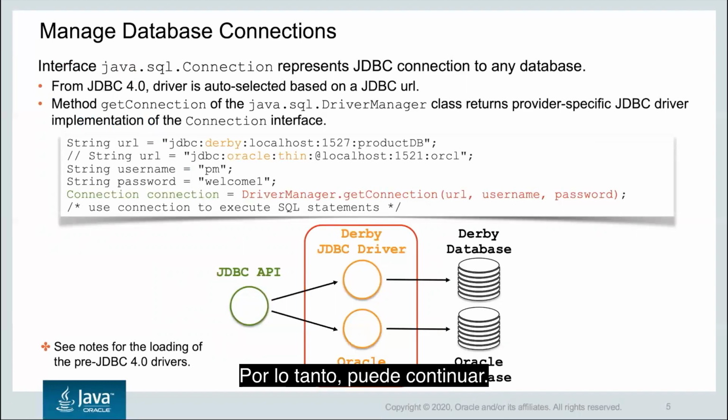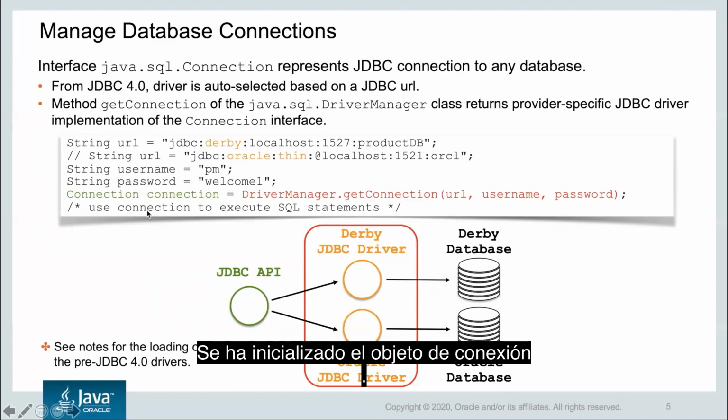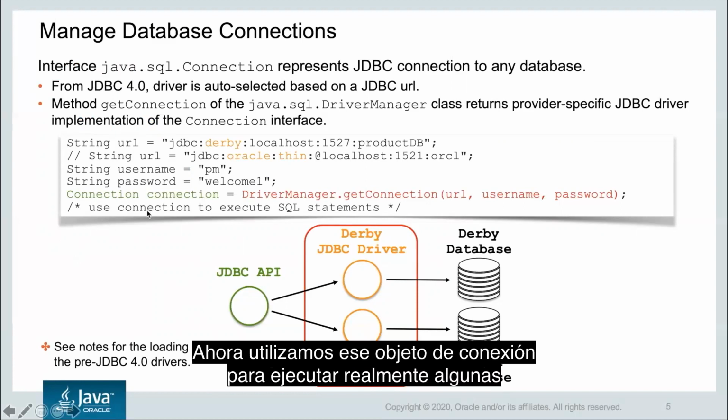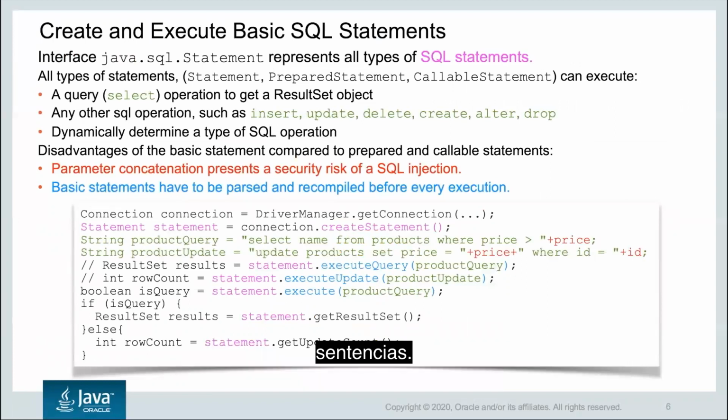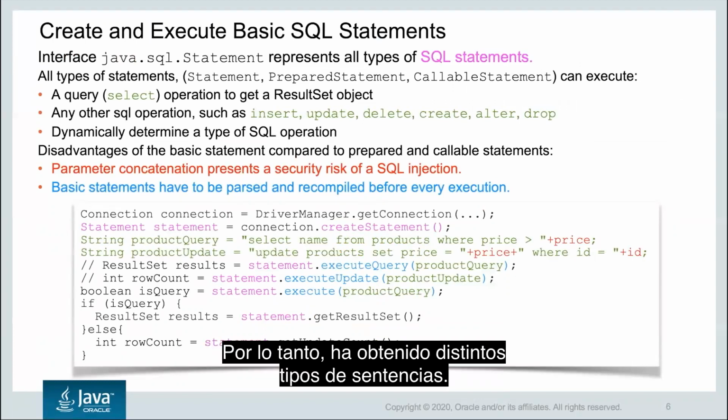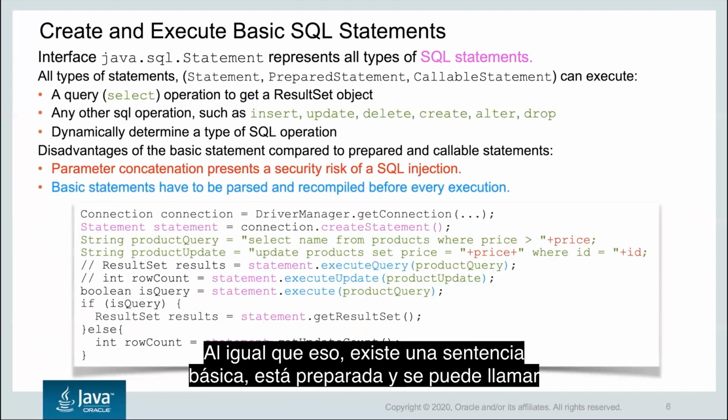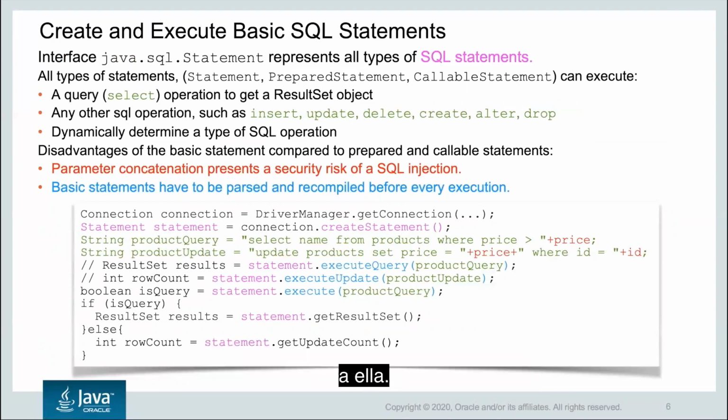Okay, so there you go. Connection object is initialized. Now what? Now we use that connection object to actually execute some statements. So you've got different types of statements.